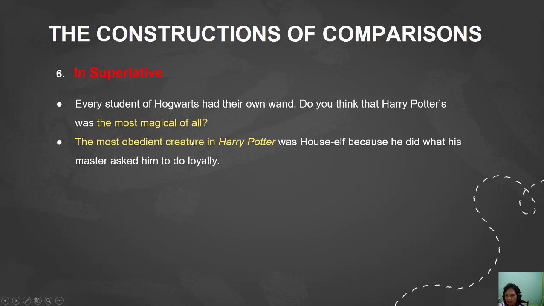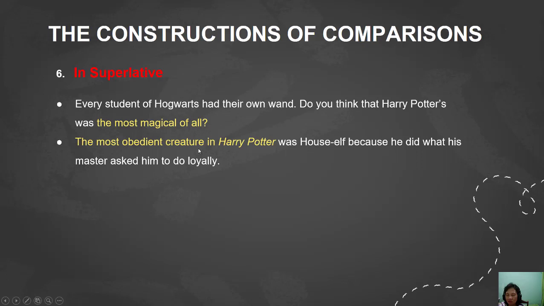And there is a question here. Do you think that Harry Potter's was the most magical? So this shows the only one that has the highest power of all. Don't forget, of all. You can have this form, of all. Or you can have in, like this. The most obedient creature in Harry Potter was house elf, because he did what his master asked him to do loyally. The most obedient creature.